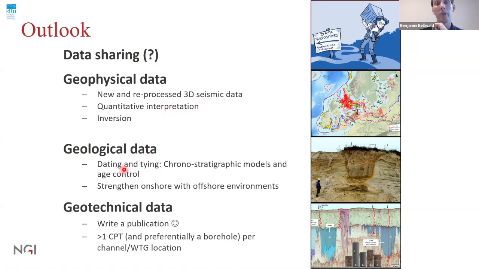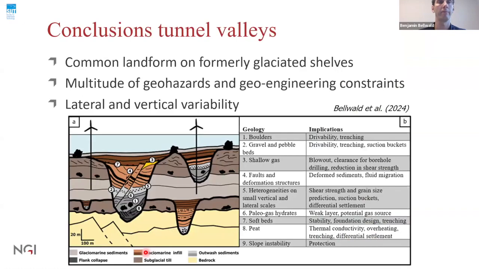Geology: better dating and tying. So chronostratigraphic models have to be improved, and also a better link to onshore. And then in geotechnics, with a smiley, I write: publication. So it would be nice to have more data published so that we can actually compare. And we need a lot of CPT information per channel and also per WTG location in case we are going to set a foundation there. So 3 points, please take them with you.